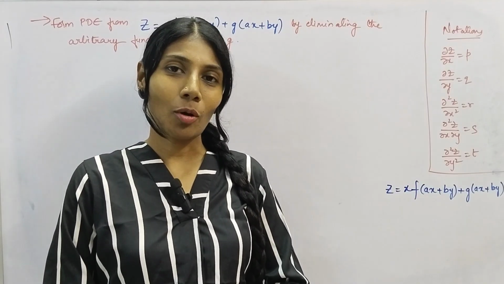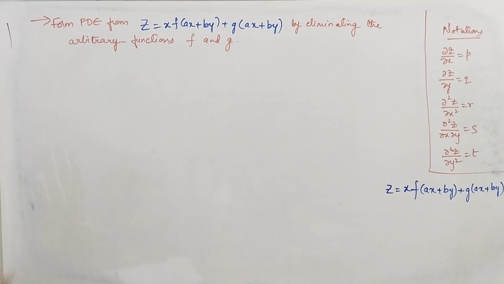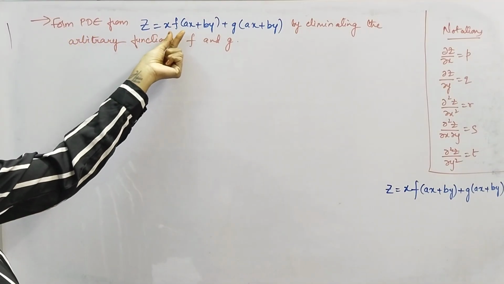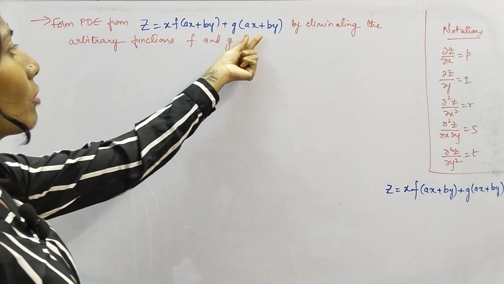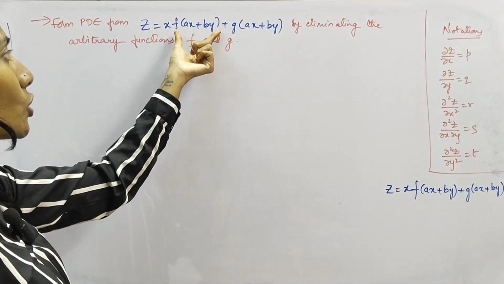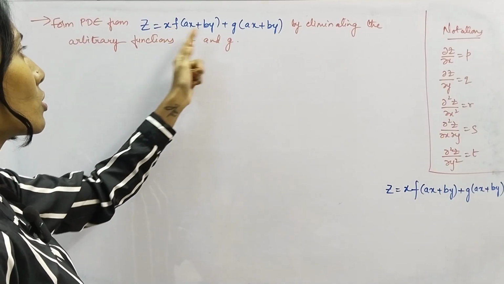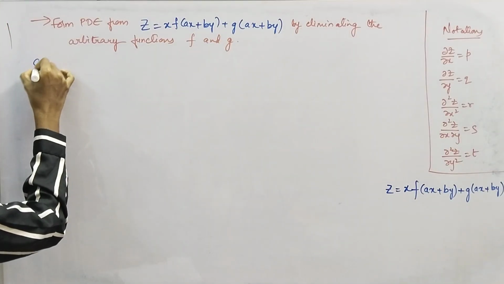In this video, we're going to see a problem from partial differential equations. So let's get going. Problem: form partial differential equation from z equal to x into f of ax plus by plus g of ax plus by by eliminating the arbitrary functions f and g. We are given a relation and we are asked to form a partial differential equation from it by eliminating the arbitrary functions f and g. So let's see.